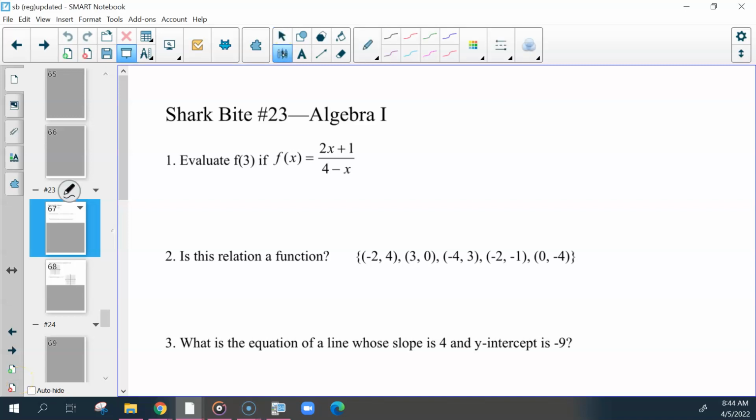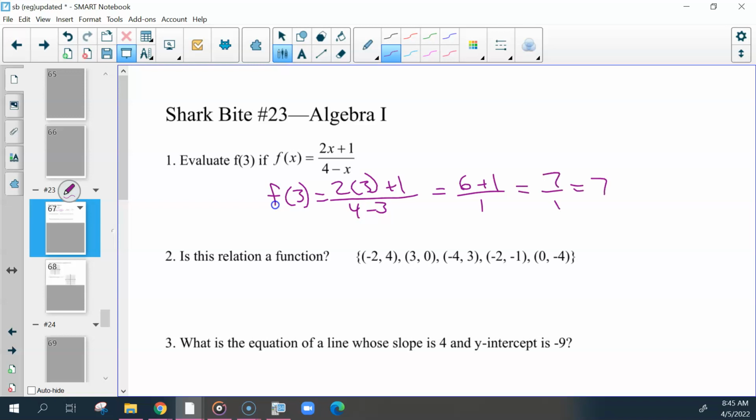For number 1, you needed to put 3 in for all of your x's. So 2 times 3 plus 1 over 4 minus 3, which would give us 6 plus 1 over 4 minus 3, 7 over 1, which is 7. Seven should have been your answer for that one.